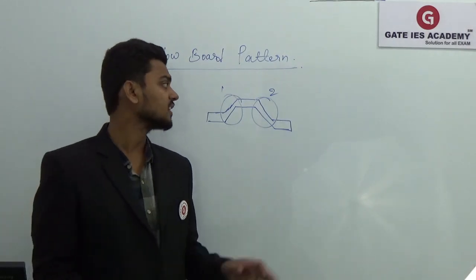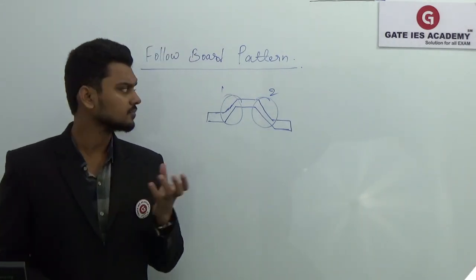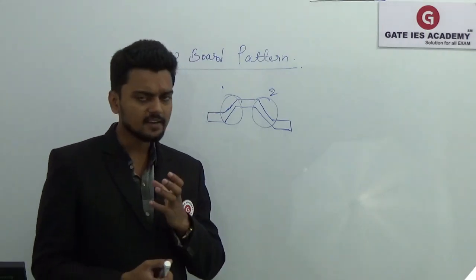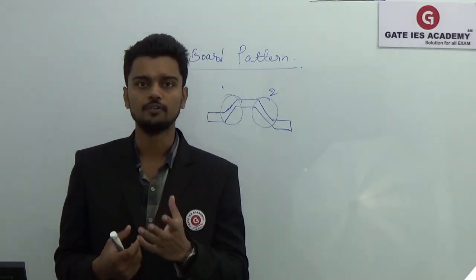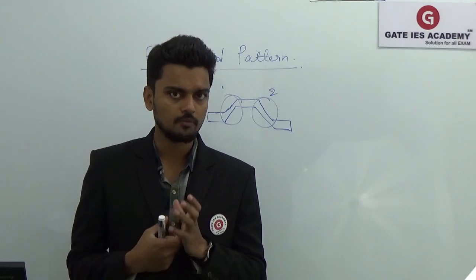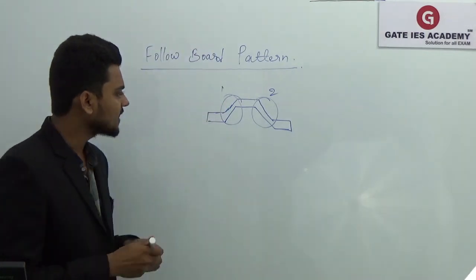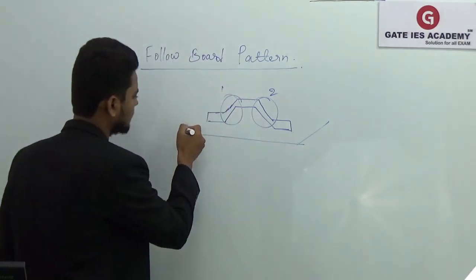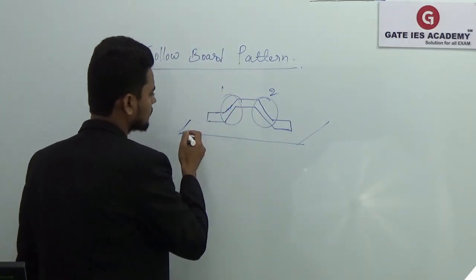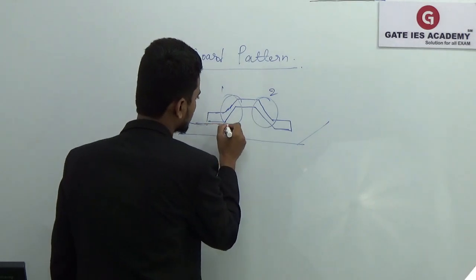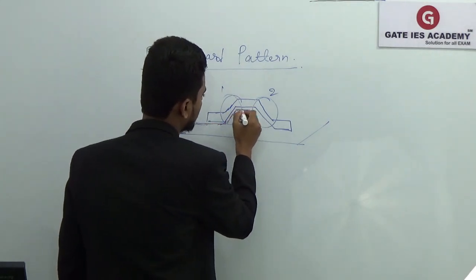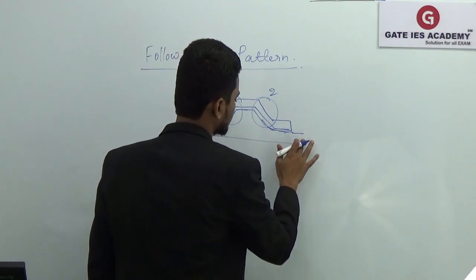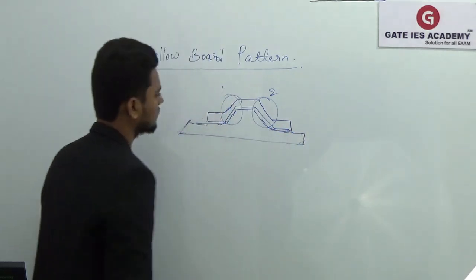Now how to avoid that breakage of the weak section of the pattern? In that case we'll use the follow board. What is that follow board? You can see the figure in your slide. It will have the same projection as that of your pattern, right?